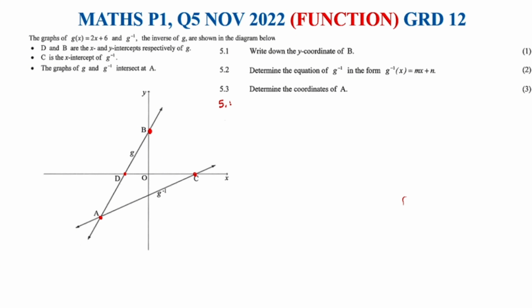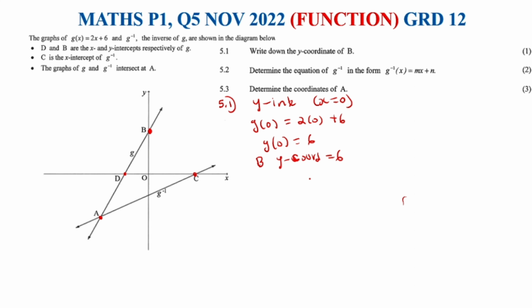5.1. Here we're simply saying write down the y-coordinate of B. The y-coordinate of B is the y-intercept of g of x, and in order for us to get this y-intercept, we get it when x is equal to 0. Great stuff. So g of x when x is equal to 0 is 2(0) plus 6. Therefore, when x is equal to 0, g is equal to 6. Therefore the y-coordinate of B will be given by a value of 6. Great stuff. You will get your 1 mark there.